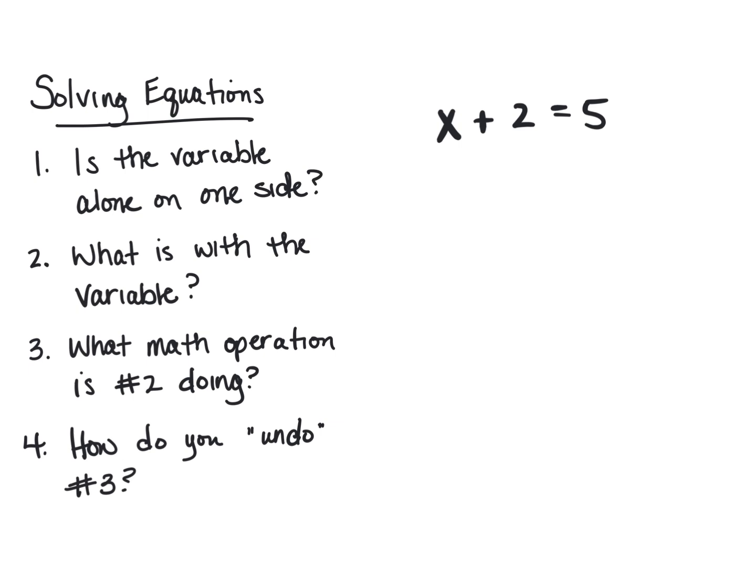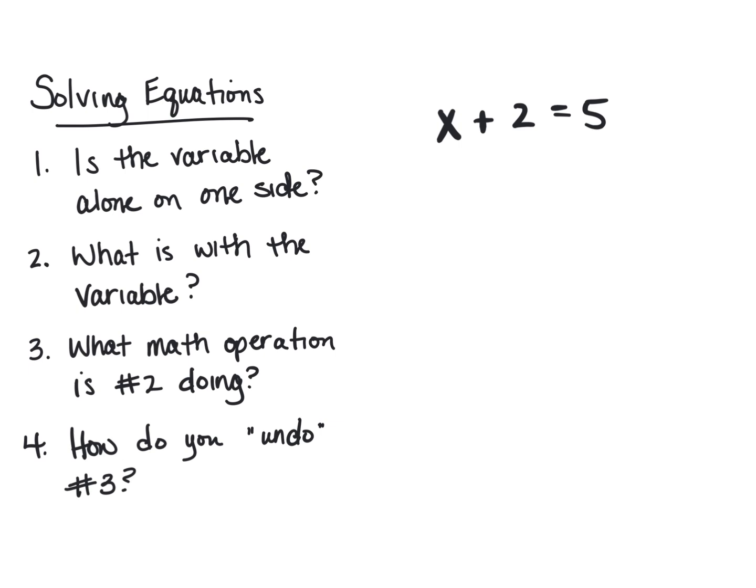Now, if we walk through the questions, question number 1, is the variable alone on one side of the equation? Well, I can look at this and see that there's my variable, but it's not alone. There's something else over there with it on the left side of the equation versus the right side, and you know that you'll find variables on either side. So the first question, is the variable alone on one side? The answer is no. So we're going to move to question number 2.